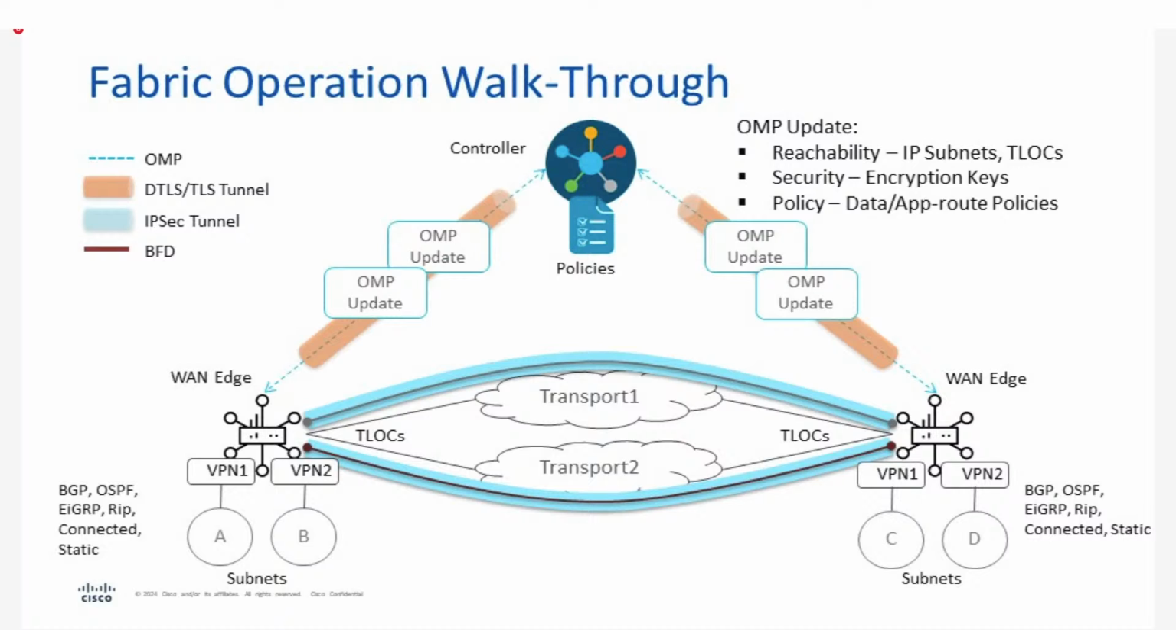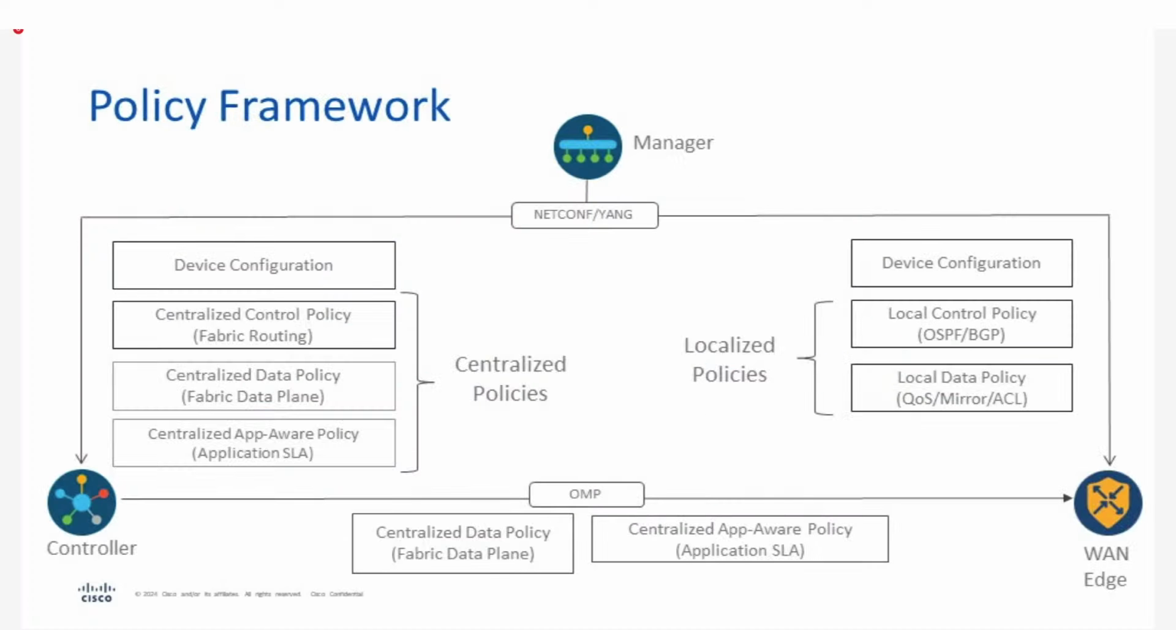So that's the overview or the fabric walkthrough of how the SD-WAN fabric might look once everything is set up. So next we have our policy framework. As you all know, the Cisco Catalyst SD-WAN solution follows the SDN principles and separates the control plane and the data plane.